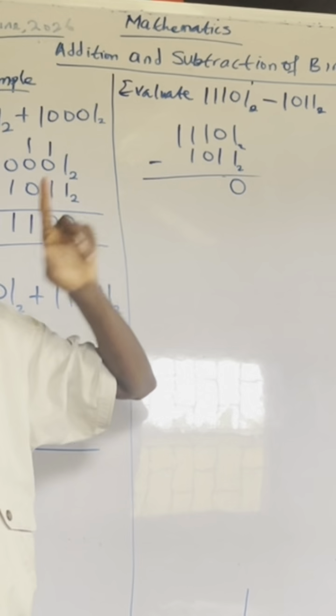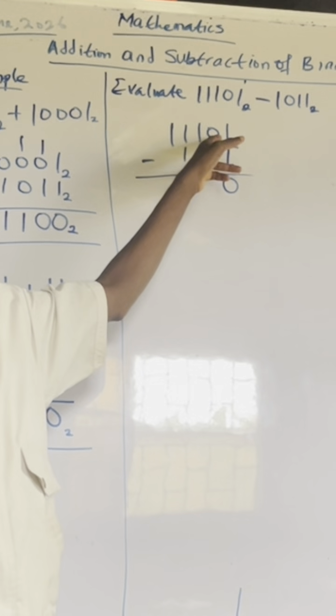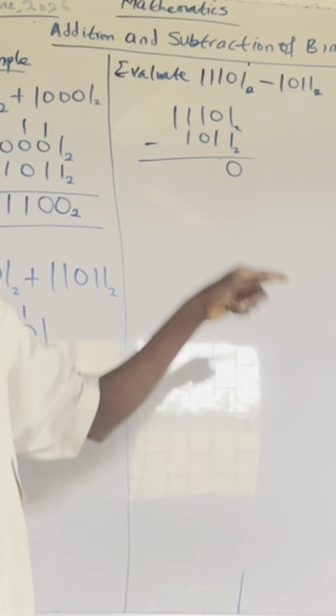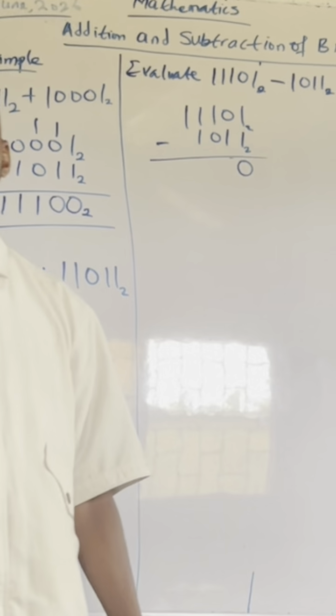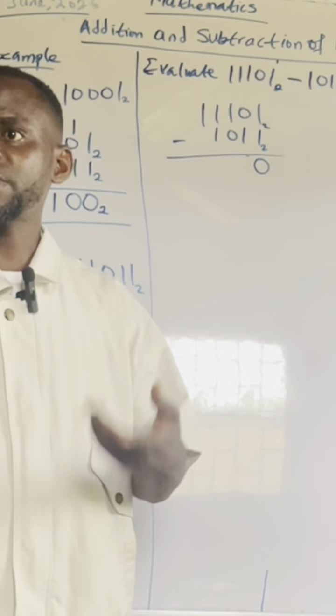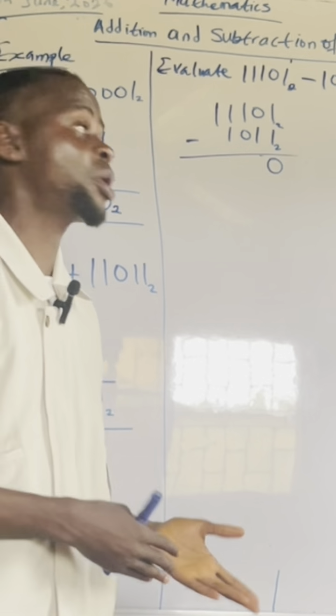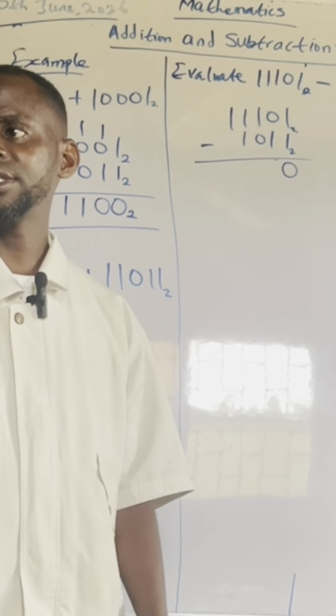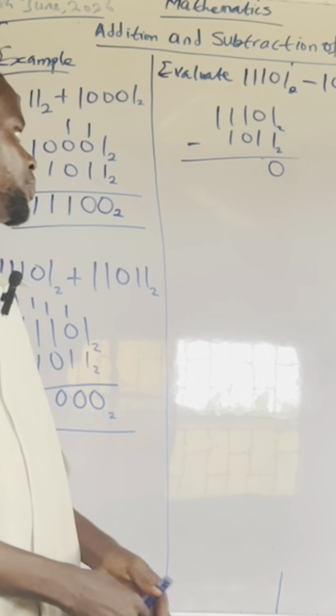When you borrow 1, what does it become here? Now I know you are going to say 10. This is base 2, not base 10. The regular numbers that you use to subtract and add are in base 10. So when you borrow, that one becomes 10. Do you understand?